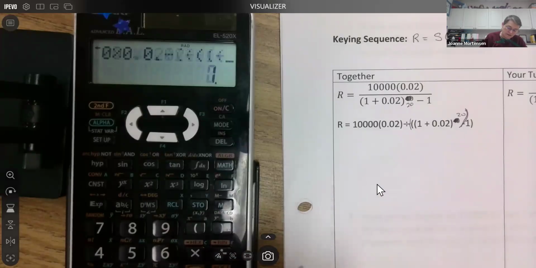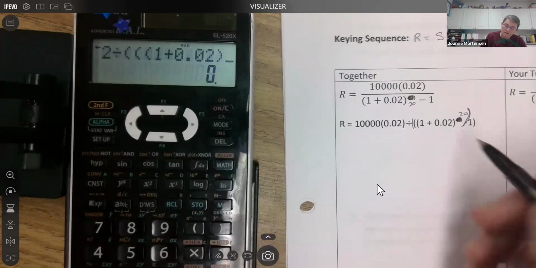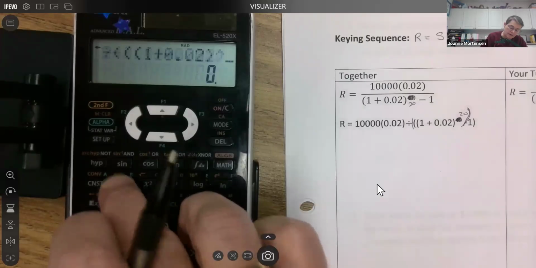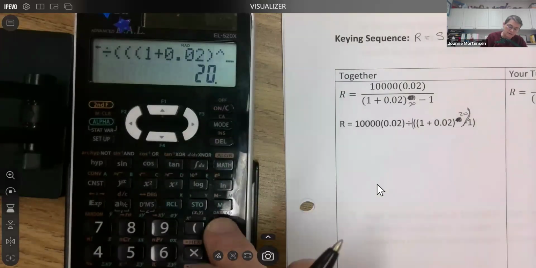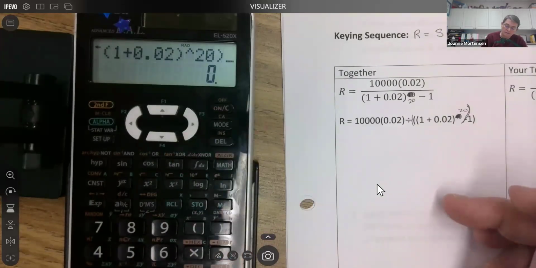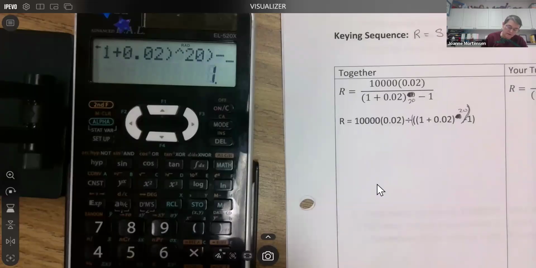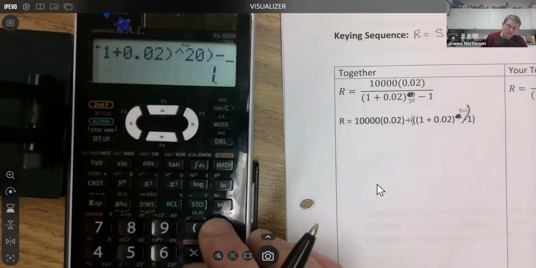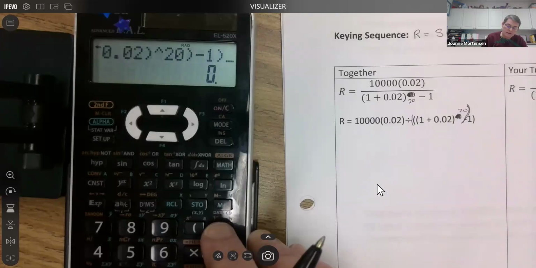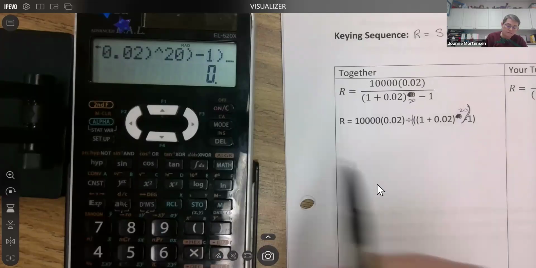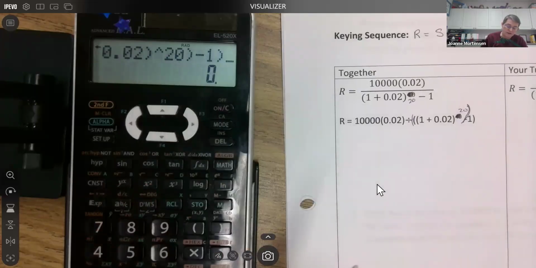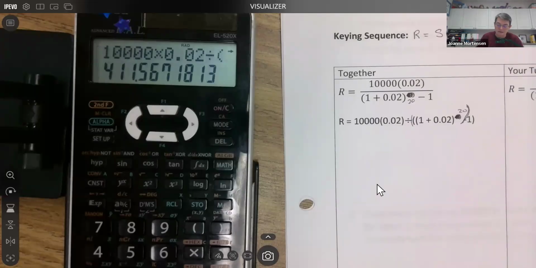Okay, so let's try this. 10,000 times 0.02 divided by. Okay, so it's three brackets in there again. 1, 2, 3. 1 plus 0.02. Closing that off, that's the first part. And now I need my exponent, which is 20, and I close that bracket. And then I need to subtract 1, and I close that bracket. Nope, that's 3 there, and we should be good. And hit equals, and yes, I get the right answer.